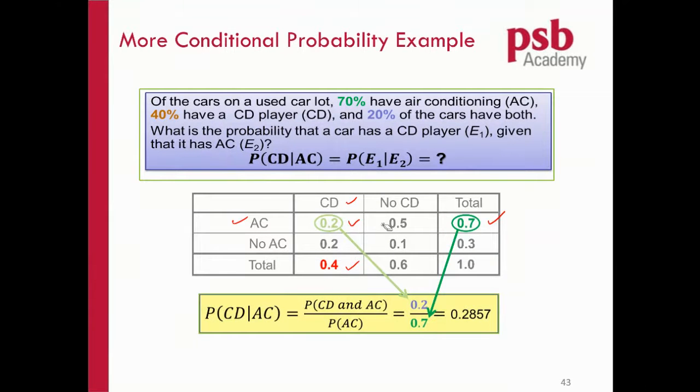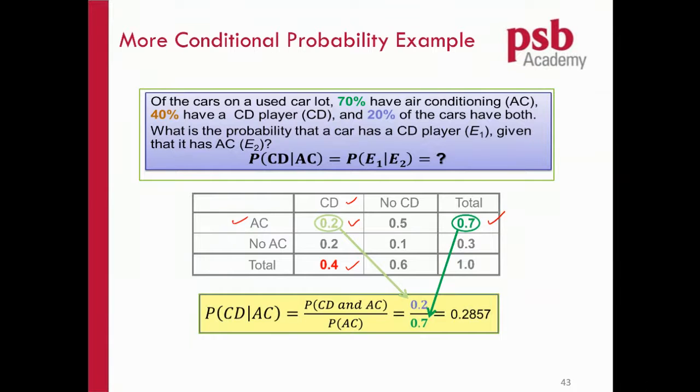0.2 here, that means there are 0.7 no CD. Add up is 0.7. If 0.4 here, 0.2 here, then you're left with 0.2 here. So you can fill it up easily. The total must be a 1. So if this is 0.7, this must be 0.3. If this is 0.4, this must be 0.6 in order to get a 1 here. Total must be a 1, remember? Then if this is 0.5 already, then this must be 0.1 in order to get 0.6.